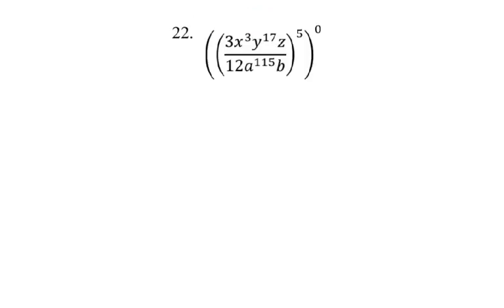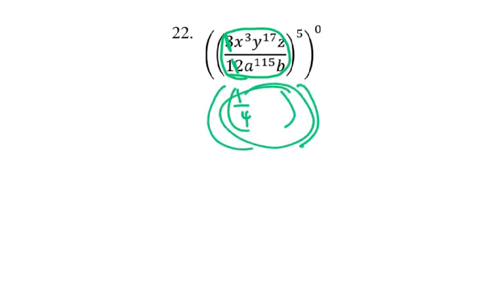Okay, number 22. If you look inside your parentheses, you've got a lot of things going on. I can't do anything with any of the variables. I could simplify the 3/12 to 1/4, but in the end, it's not going to matter anyway, because all of that is to the 0 power, and so that's going to be 1.